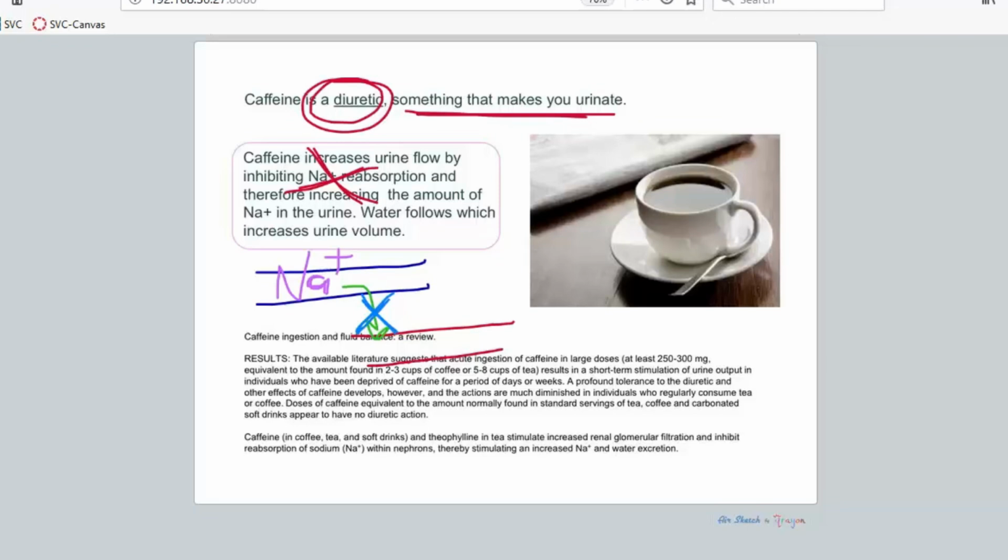All right, so what happens is that sodium stays in the distal convoluted tubule, and that means that water stays in the distal convoluted tubule. And if you have more water that stays in the nephron, then you're going to have more water that's in the urine.